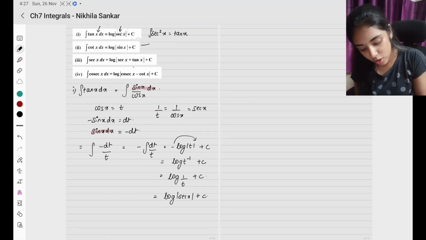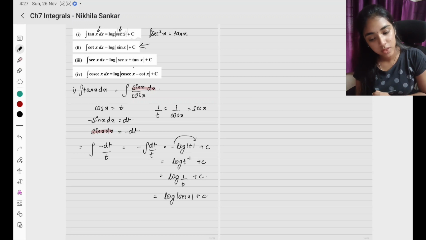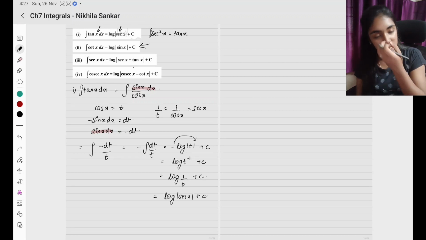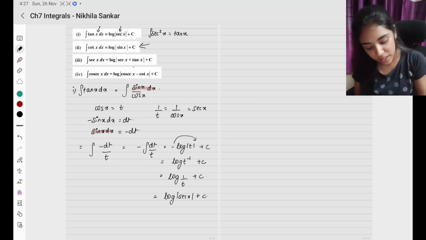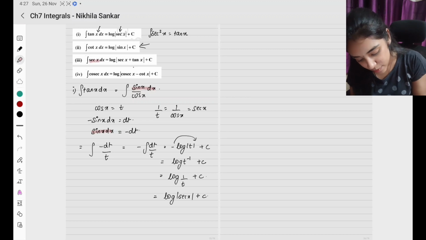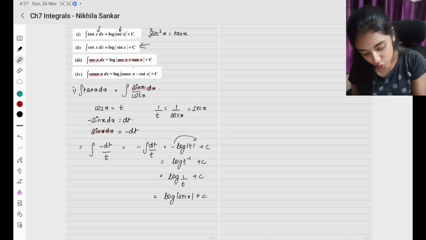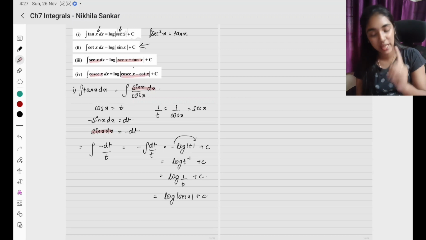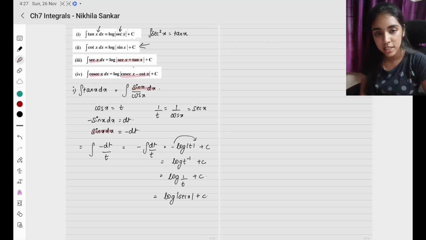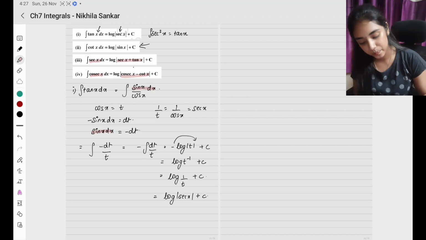The proof for cot is the same way. Okay, the proofs for secant x and cosecant x are in the textbook itself. So, please look at that. Basically, if only secant x comes, it is going to be log of secant x plus tan x. If only cosecant comes, it is log of cosecant x minus cot x. There is a minus here. Okay, so remember these identities.